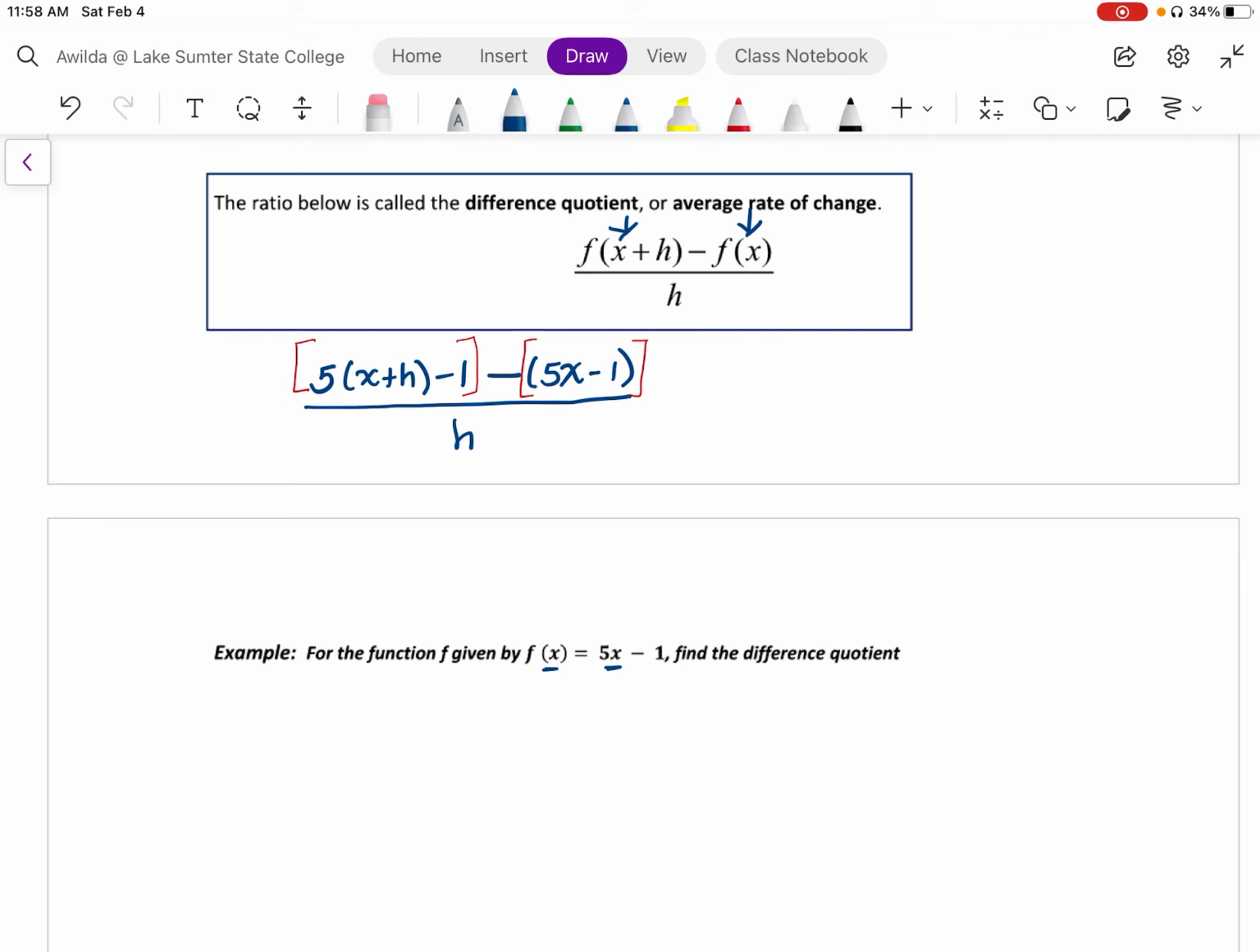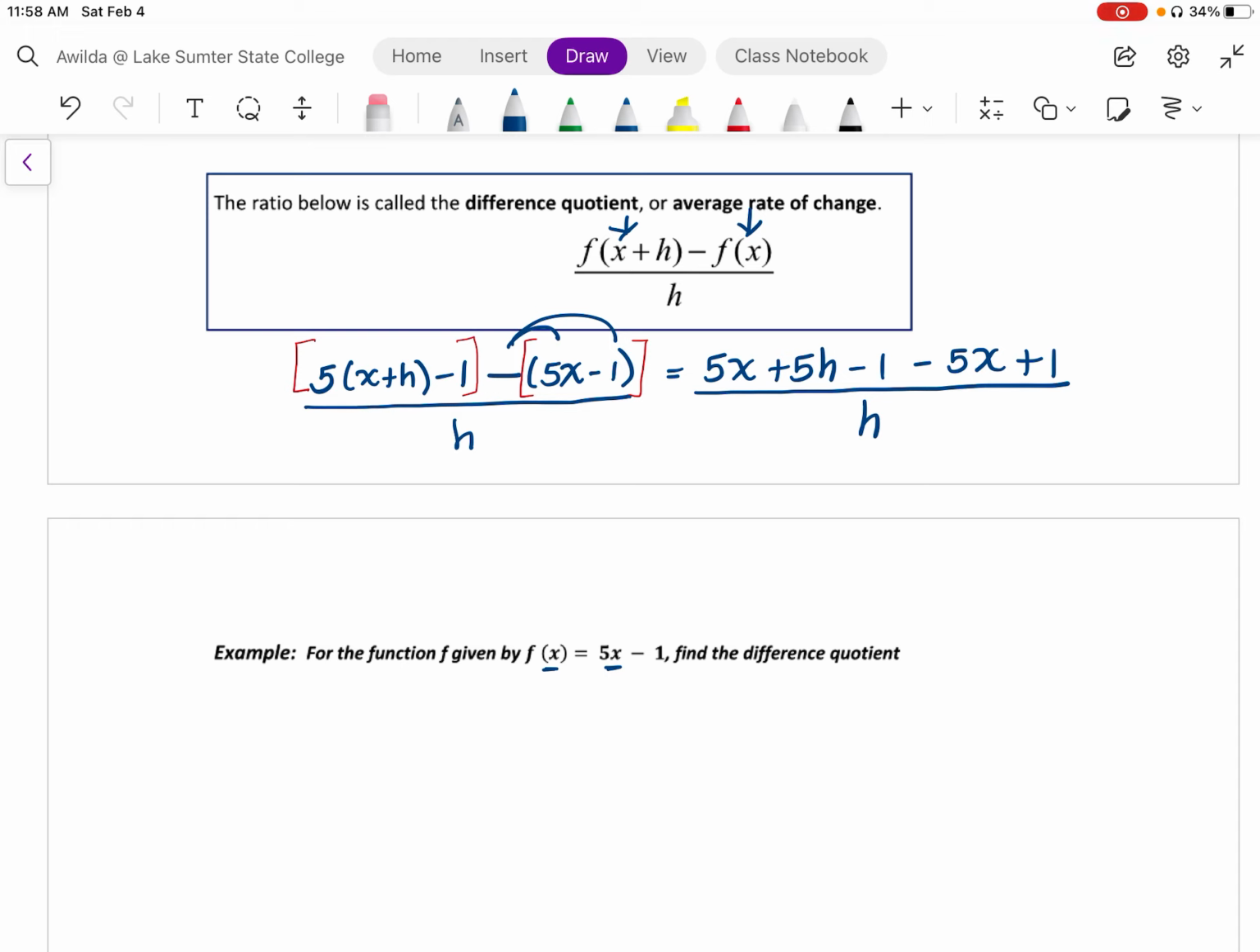So let's go ahead and simplify this carefully by distributing. So we have 5 times x plus 5 times h, all minus 1, minus 5x, and then plus 1. Because again, we have to distribute that subtraction. In the denominator, we have just h.